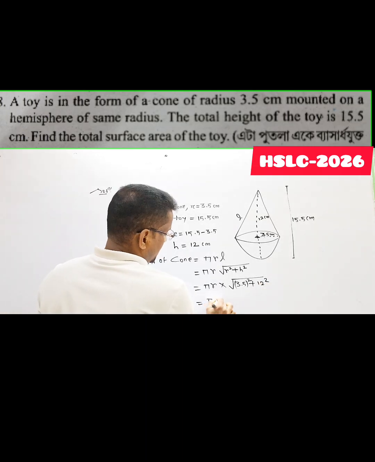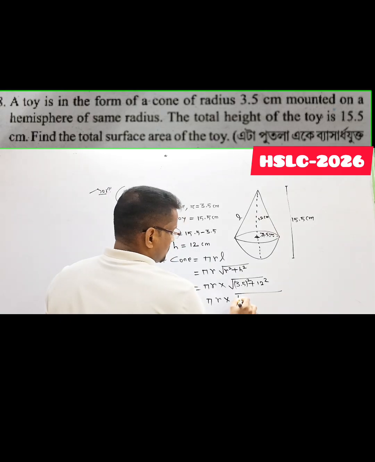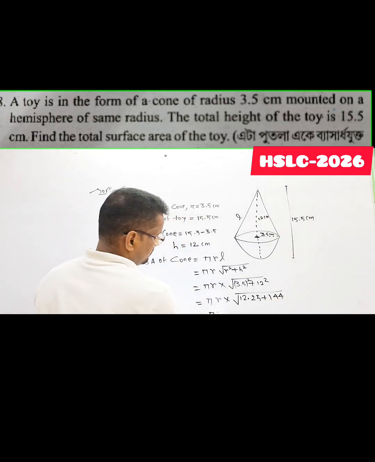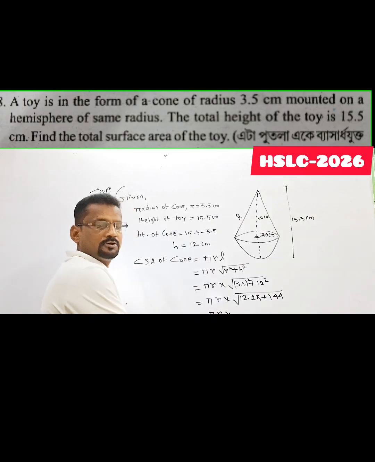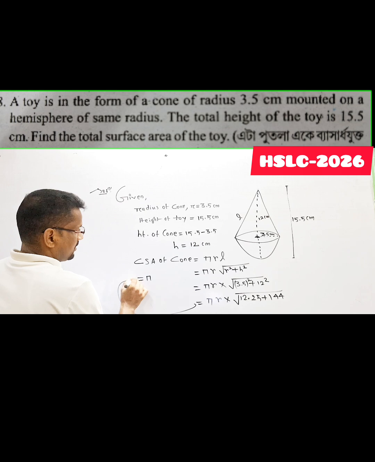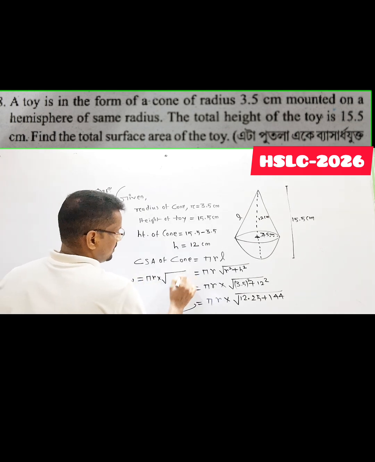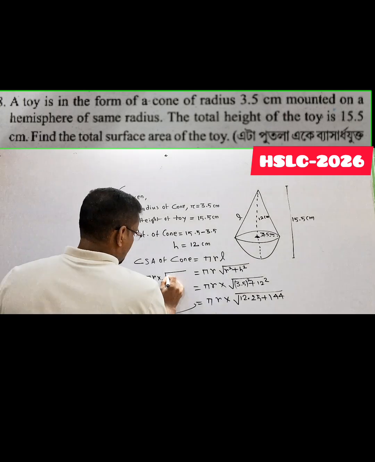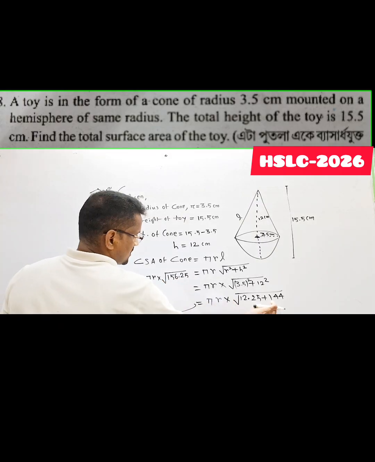That's equal to pi r into under root over, 3.5 square will be 12.25, and 12 square, known to you, 144. Equal to pi r into under root over, and if you take the sum of 12.25 and 144, that sum will be 156.25. So 156.25, sum of these two numbers.